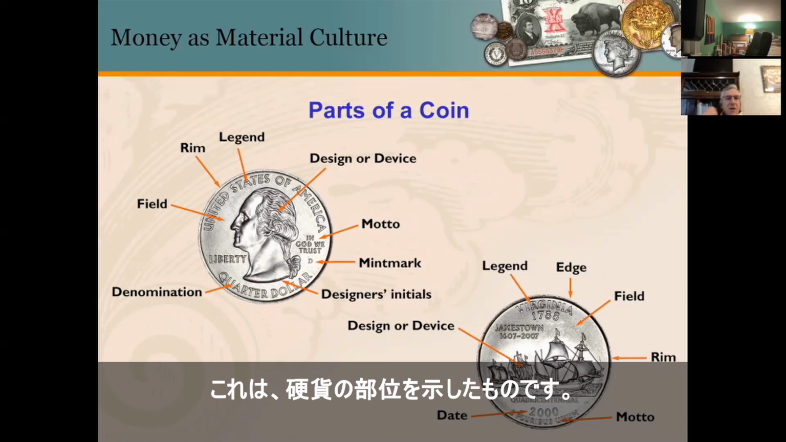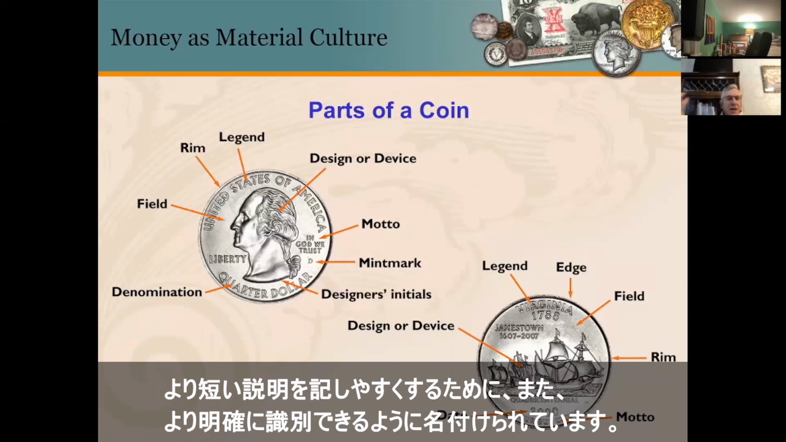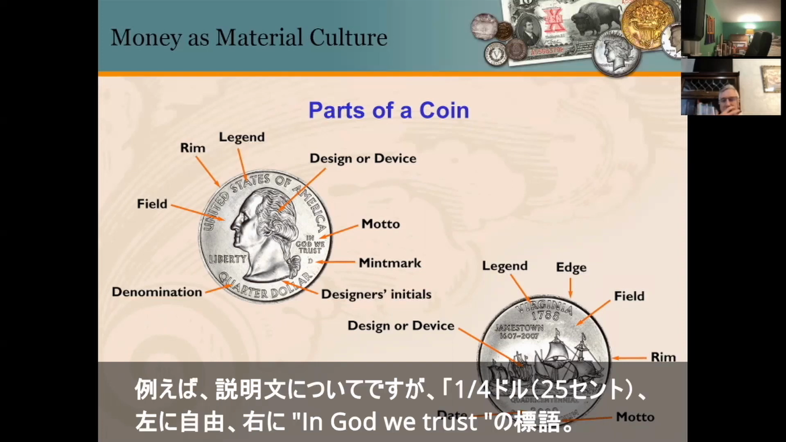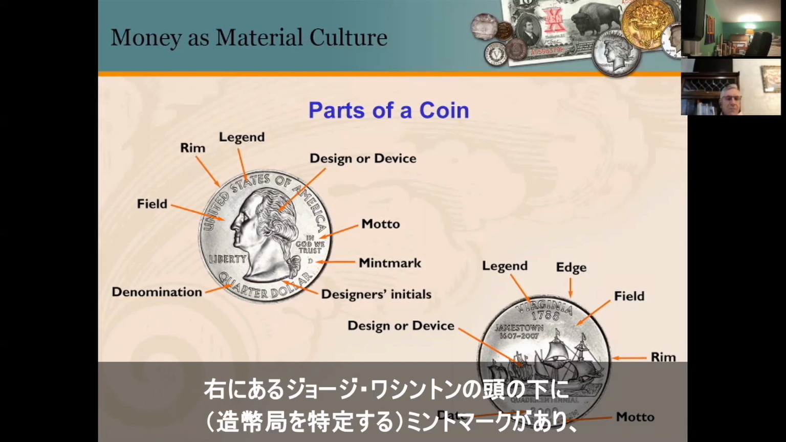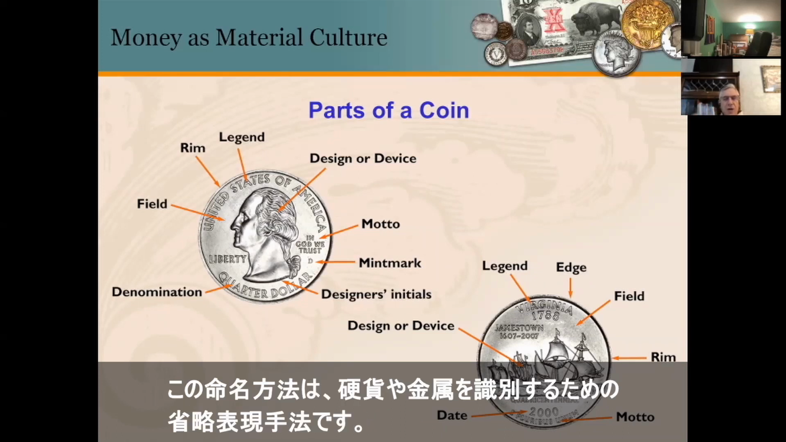Now here we have a slide with the parts of a coin. All of these parts have been named by numismatists in order to identify them more clearly, so that in the shorthand language that they use when describing coins, it becomes much easier to write shorter descriptions. So you can say, legend, United States of America, quarter dollar, with Liberty in the left field, and the motto, In God We Trust, in the right field, the mint mark in the right field below the head of George Washington, and the motto, etc. So this nomenclature provides a shorthand in which to identify coins and medals.